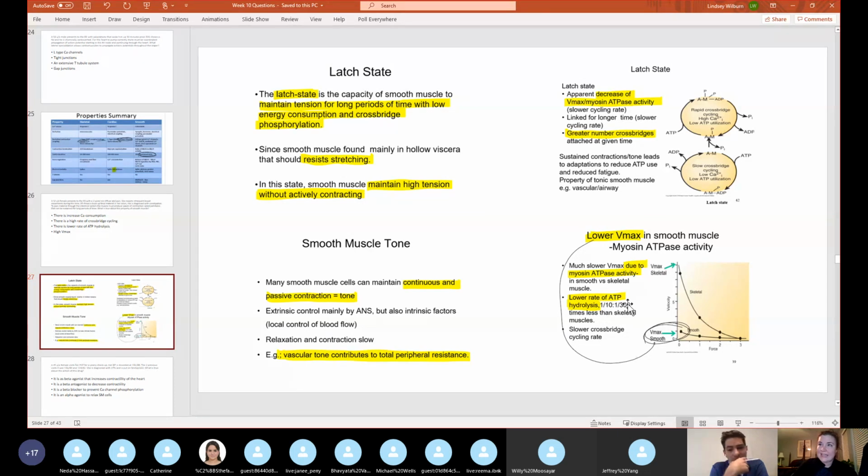And because you're not cycling, you're not having as much ATP hydrolysis, because you're not getting that release, and you don't have to keep putting more ATP in the system to get it to continue to work. So it's continuous and passive contraction, which is called tone. And that's really important because smooth muscle is your vasculature and your digestive system, and those things need to be able to contract for long periods of time, with very smooth, sustained contraction.